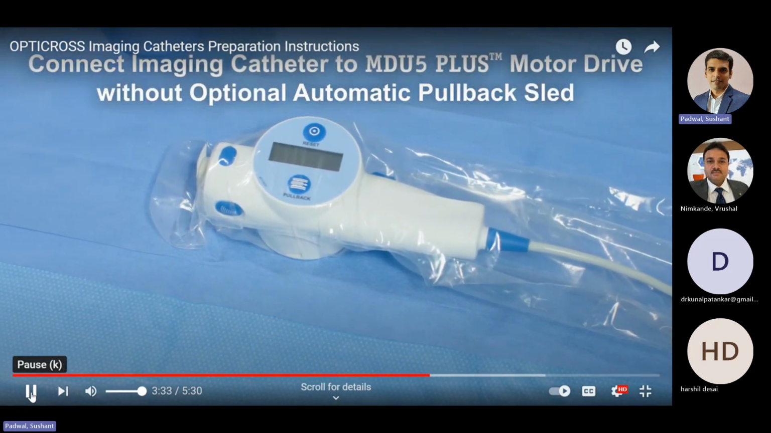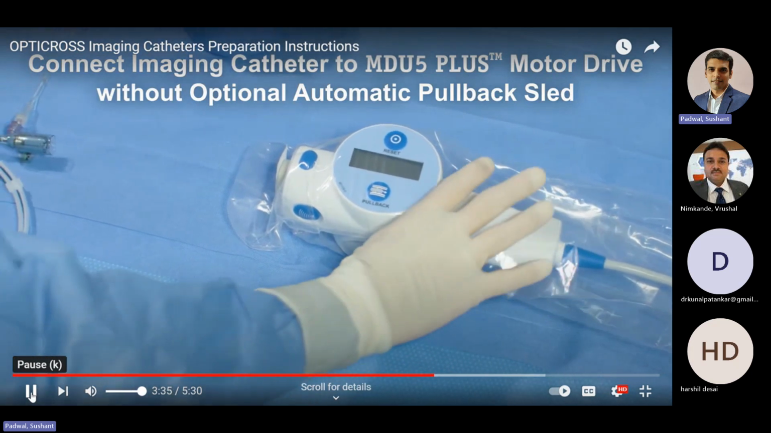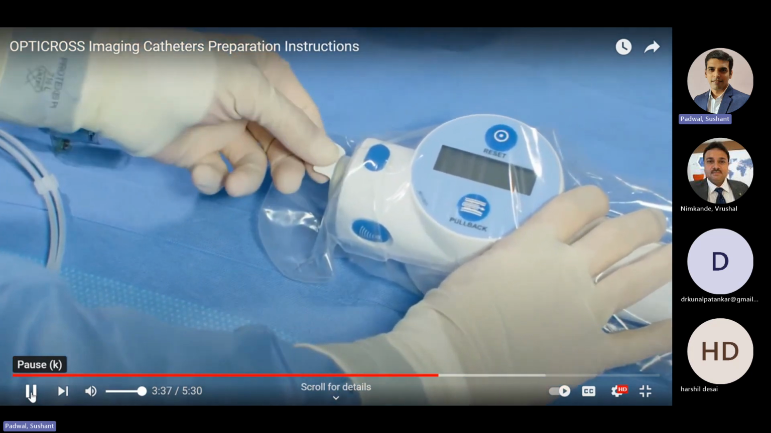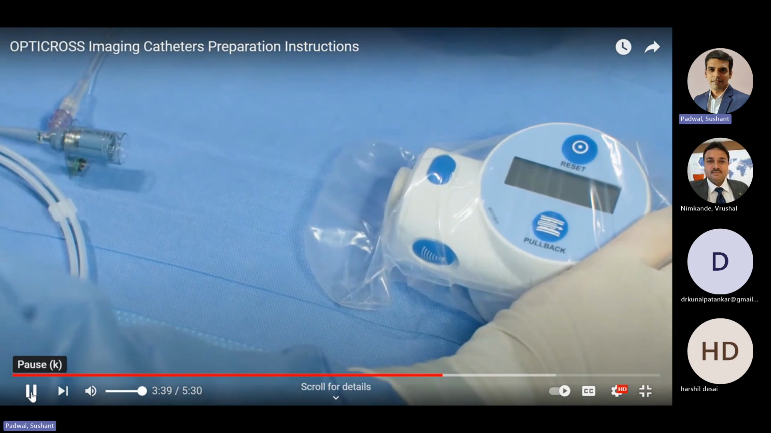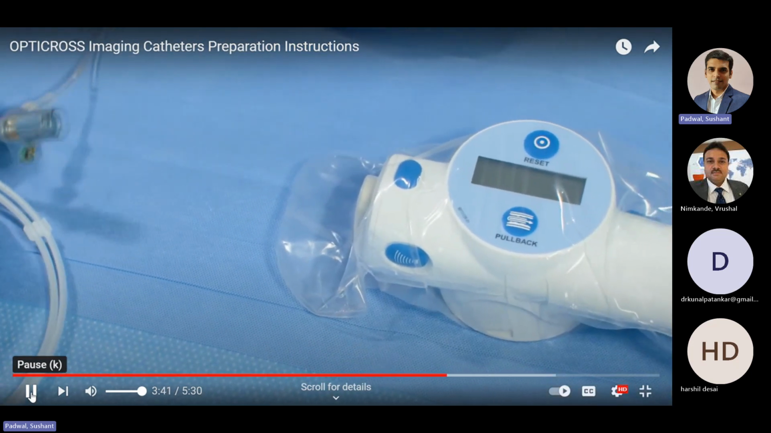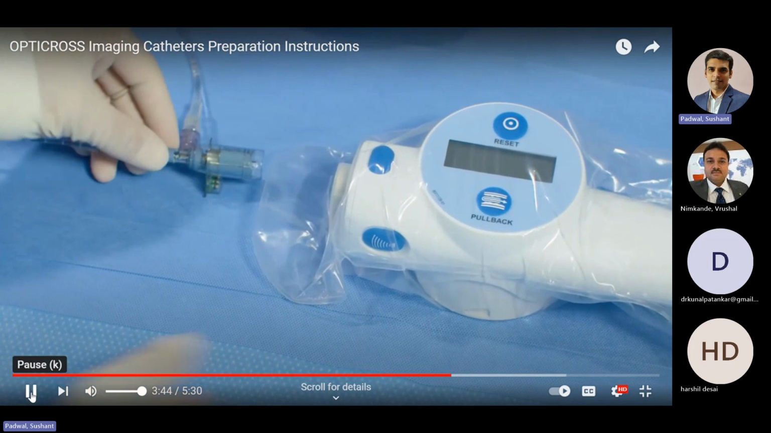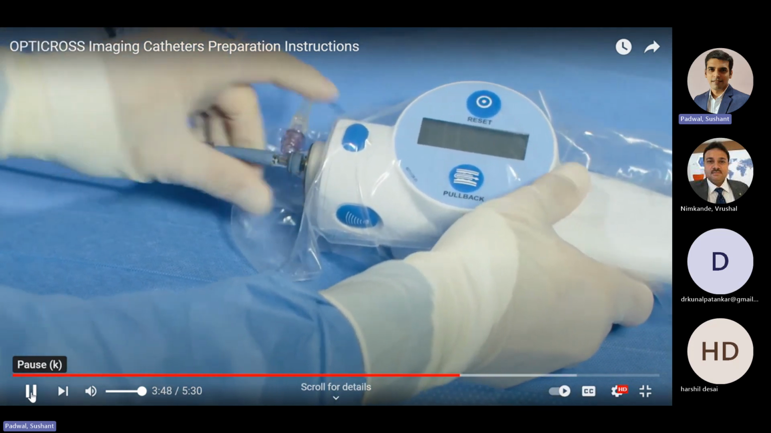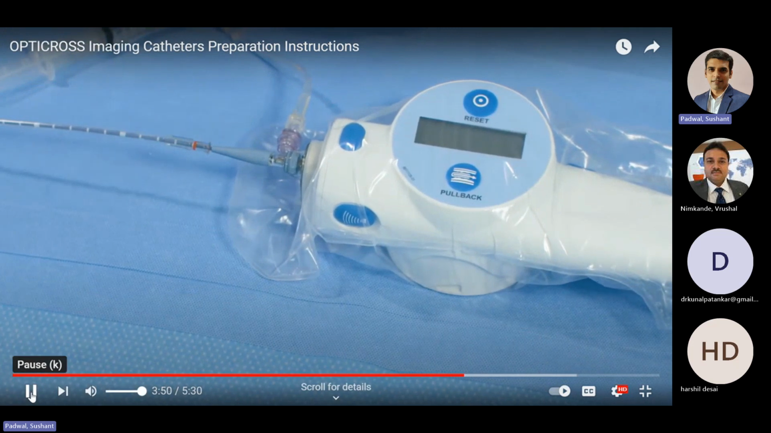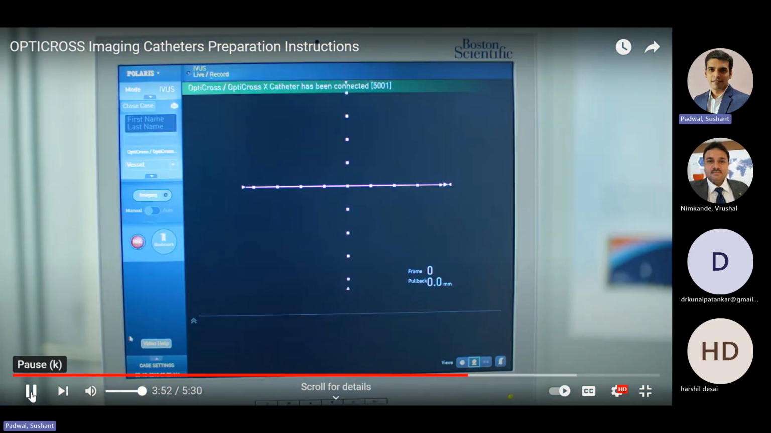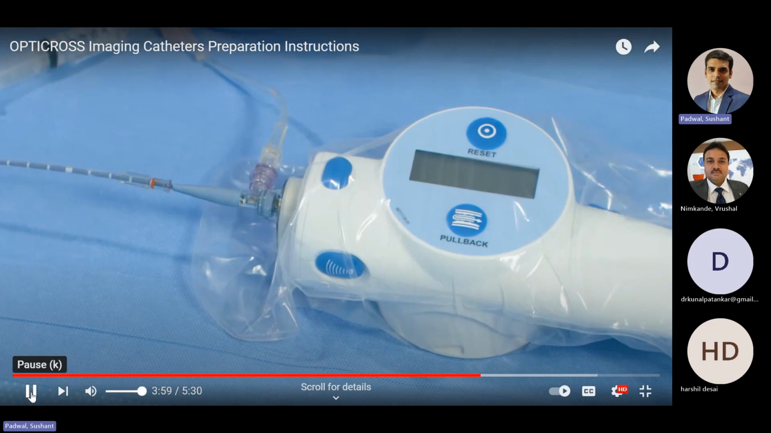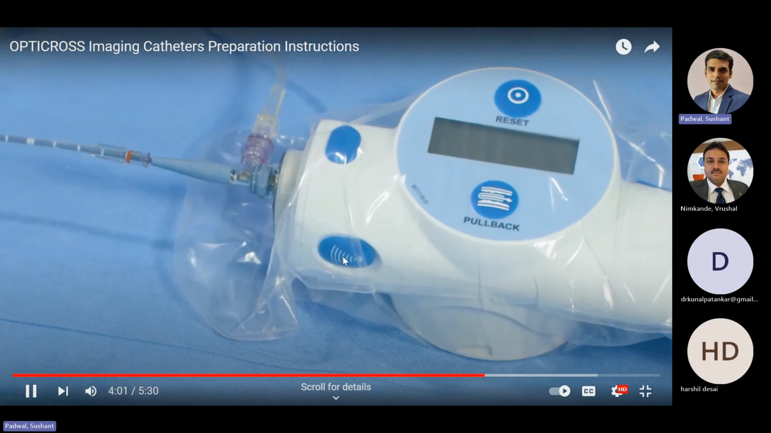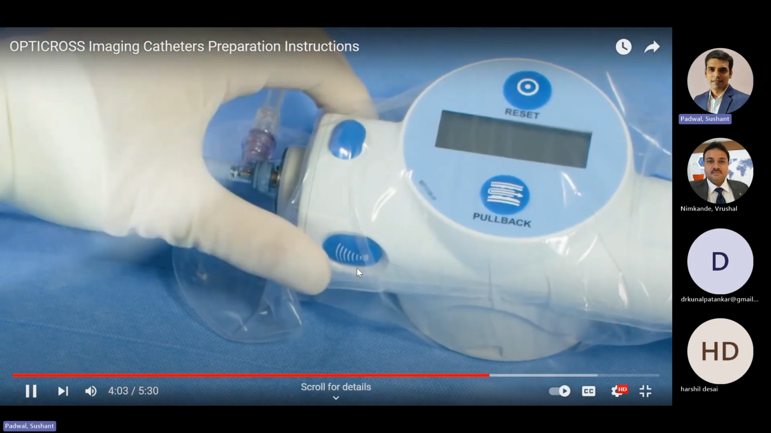Connect the imaging catheter to the sterile bagged motor drive. Remove the seal on the bagged motor drive and insert the catheter until it audibly clicks into place. Once the imaging catheter is properly connected to the motor drive, the message "Catheter has been connected" will appear on the software monitor. Turn on the motor drive by pressing the imaging button to confirm the image on the screen.